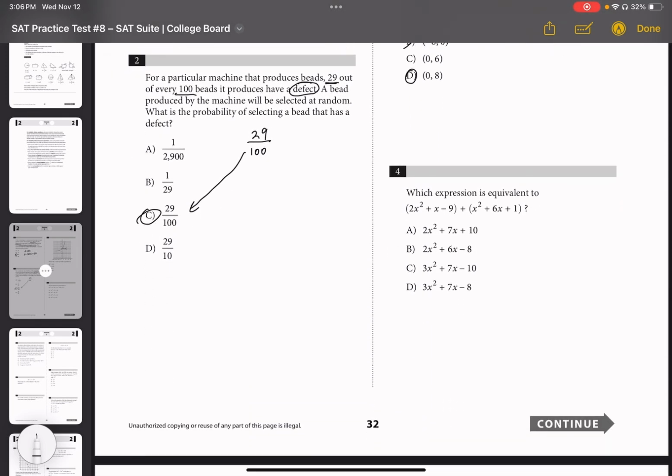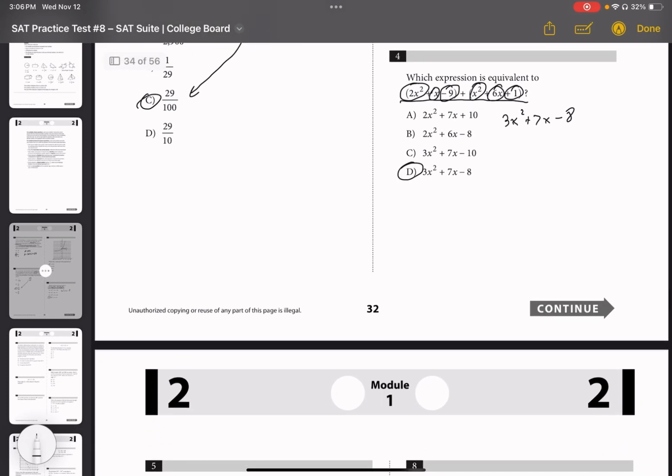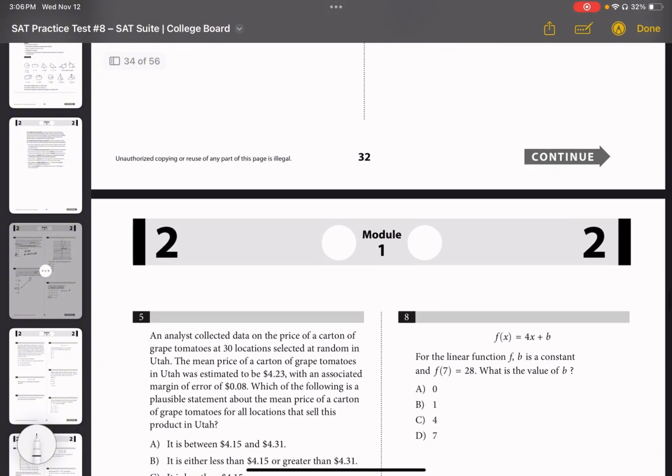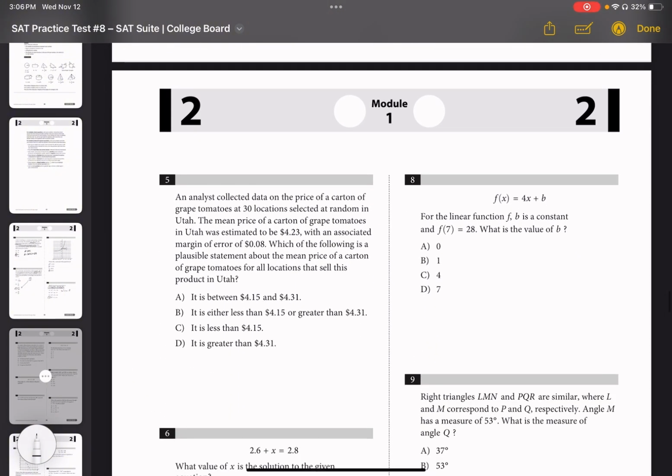Which expression is equivalent to this as shown above? We find our common terms. We have 2x squared and x squared, so 3x squared. We have x and 6x, so we have 7x. And we have negative 9 and 1, so we have negative 8. Looking at our answer choices, this gives us answer choice D. Okay. Now moving on, we have number 5.